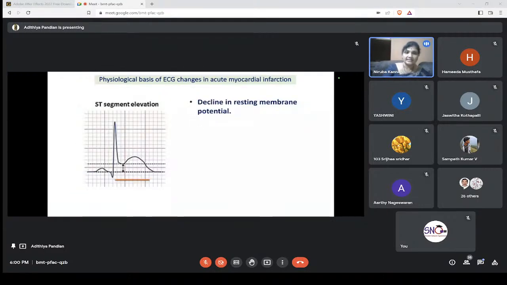So there is a decline in the resting membrane potential. Usually you can see the dotted lines are shifted down because there are more leaky potassium channels in the infarcted tissue. So more potassium ions inside the cell are moving out, and the inside becomes more negative initially. So there will be a decline in the resting membrane potential. When the resting membrane potential is declined, automatically the second half, the ST segment, will look like an elevated projection.